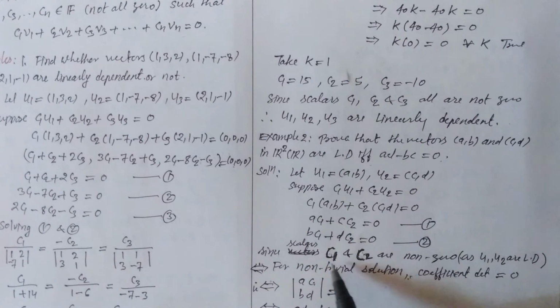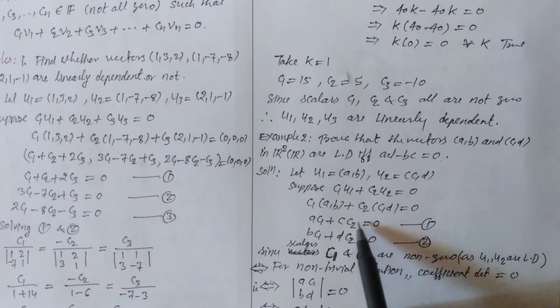Since scalars C1, C2 are non-zero as U1, U2 are linearly dependent, so if and only if for a non-trivial solution we will have the coefficient determinant of the system of linear equations equal to 0. So that is if and only if the determinant of (A C; B D) equal to 0. So if and only if AD minus BC equal to 0. So this is a very simple proof.